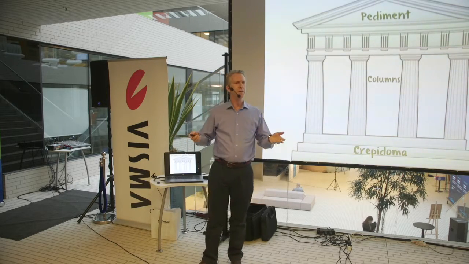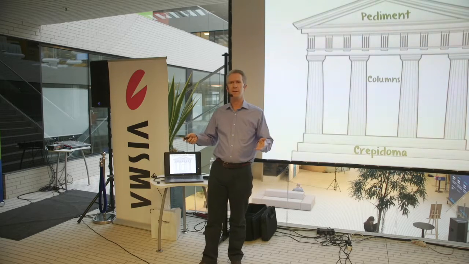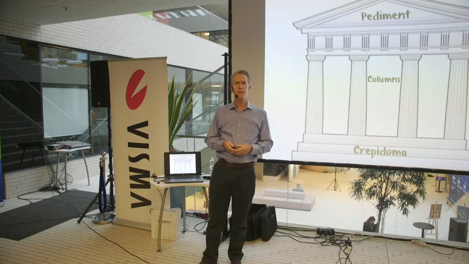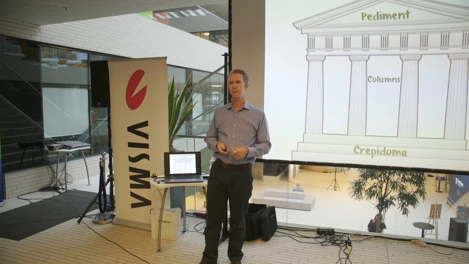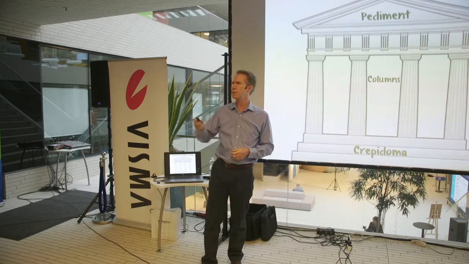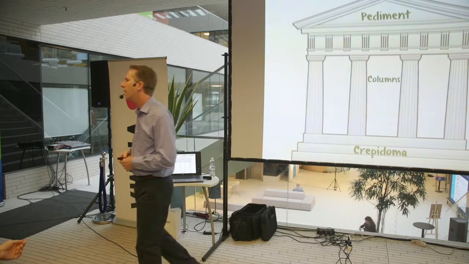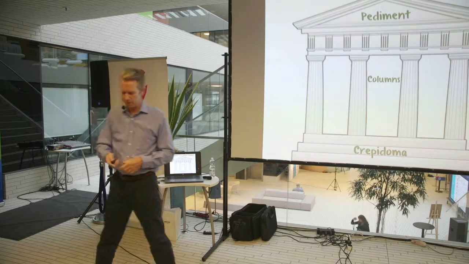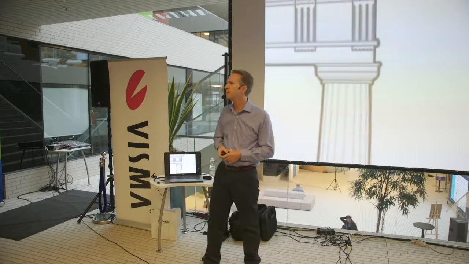Now, here's a quick test. Vilnius, it's an educated crowd here, so I'm going to test you. Can anyone tell me why this is specifically a Doric temple? So there are several orders of classical architecture. Why Doric? Any volunteers? Yes, because of the columns. Yes, specifically, what is it on the columns?